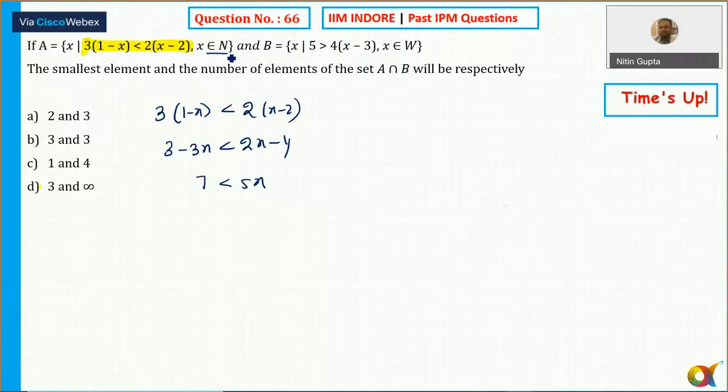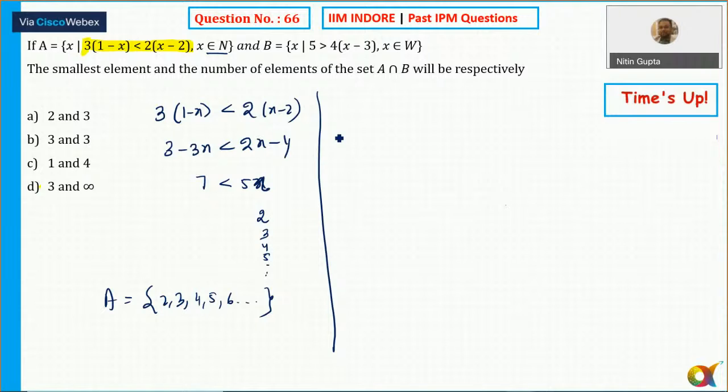x belongs to N, which means x is a natural number. So what are the values of x? I think the minimum possible value of x is 2. Yes or no? So x is equal to 2, then 3 and 4 and 5 and so on. So what are the values of A? A is the set of all values of x which satisfy this inequality.